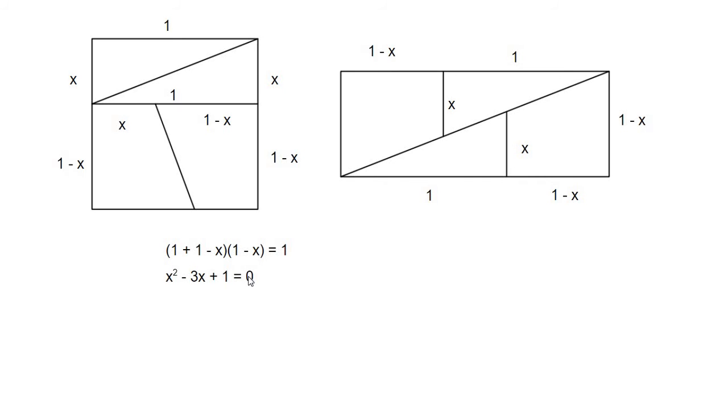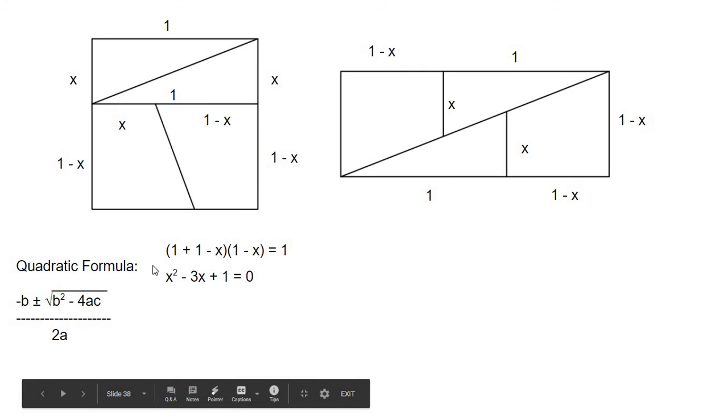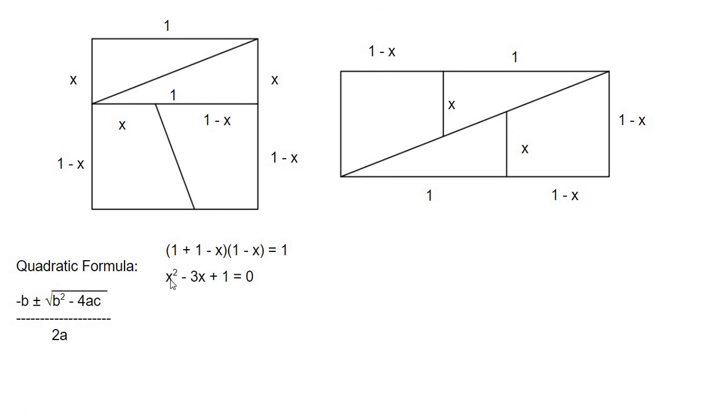We can simplify this to a quadratic equation, which gives x squared minus 3x plus 1 equals 0. Here, if you notice, we can't solve by factoring. We'll have to use the quadratic formula, which is x equals negative b plus or minus the square root of b squared minus 4ac, all over 2a. That's the formula you use to solve quadratic equations. a is the coefficient of x squared, b is the coefficient of x, and c is the constant. So plugging the formula in, we get two values for x.